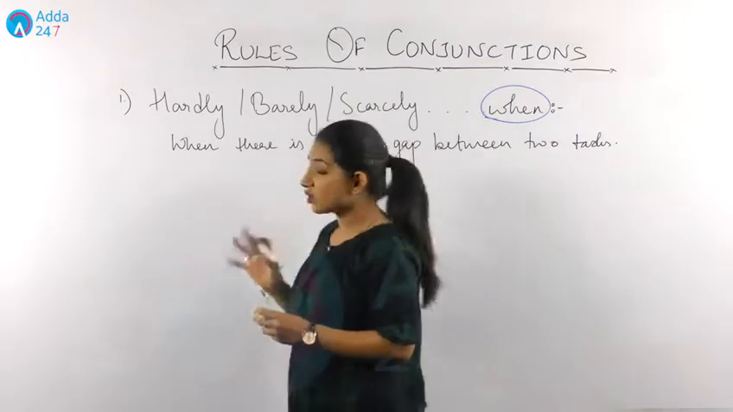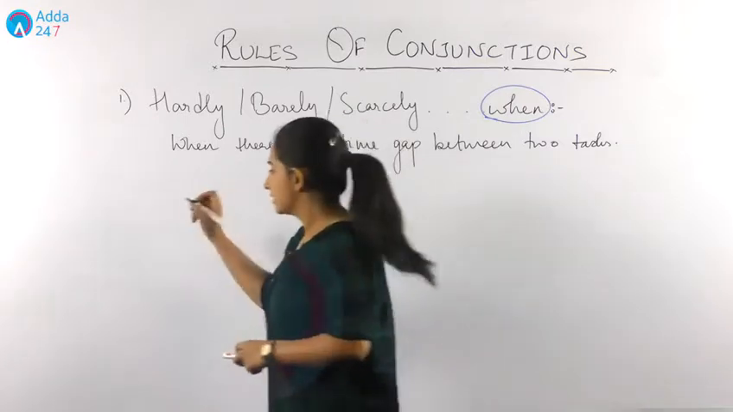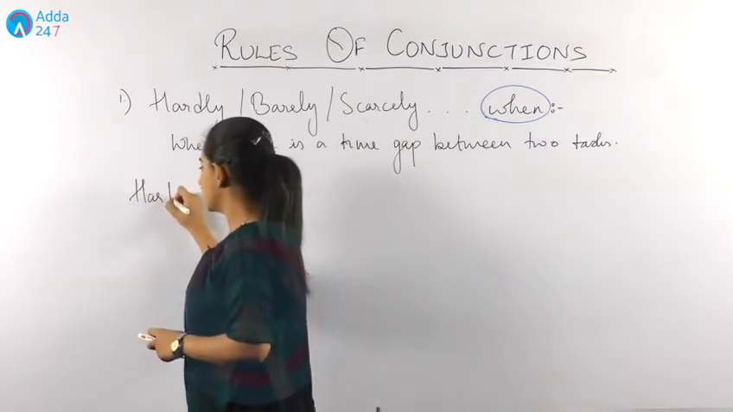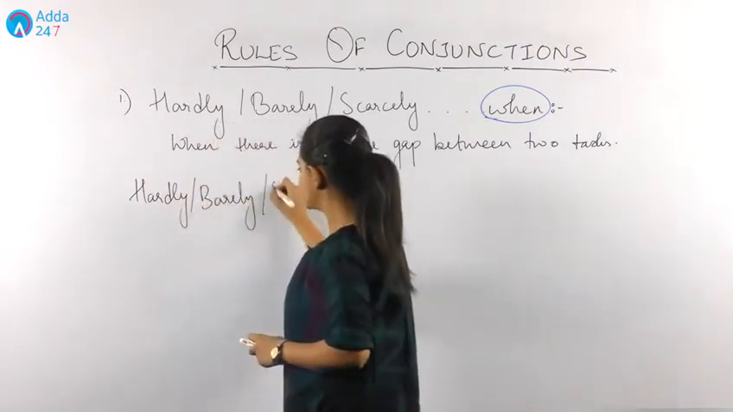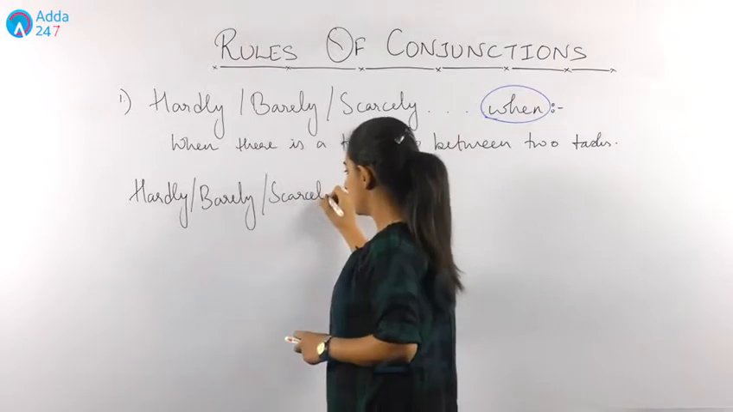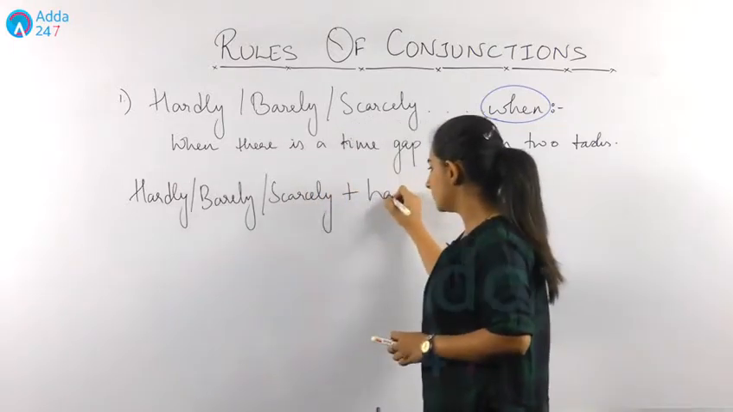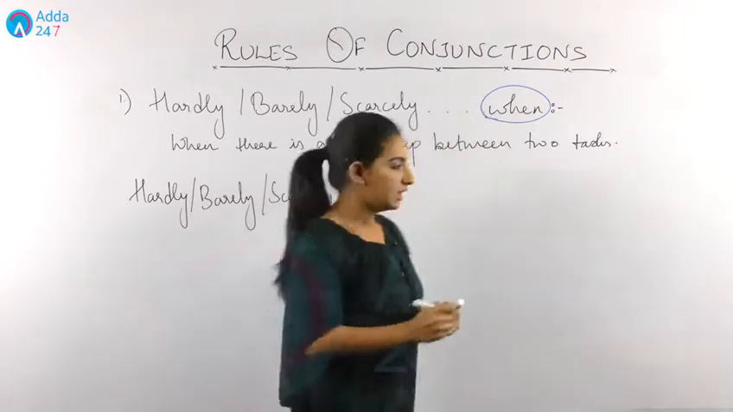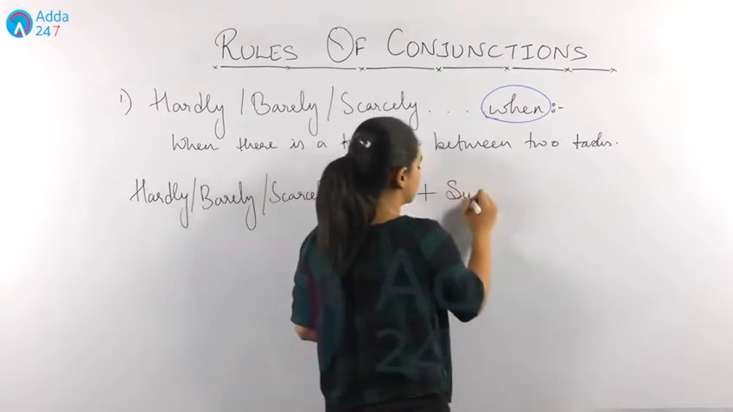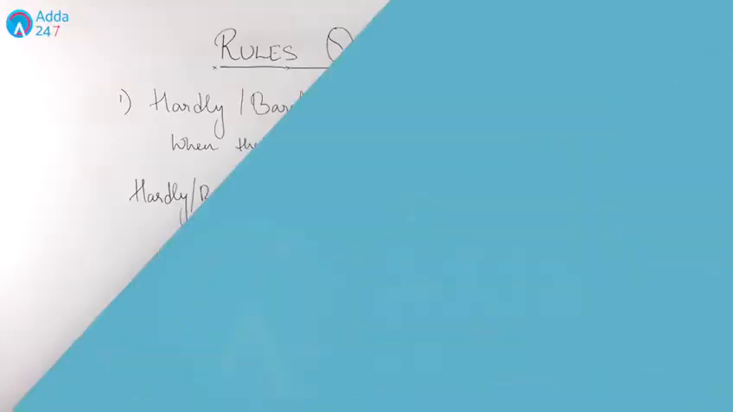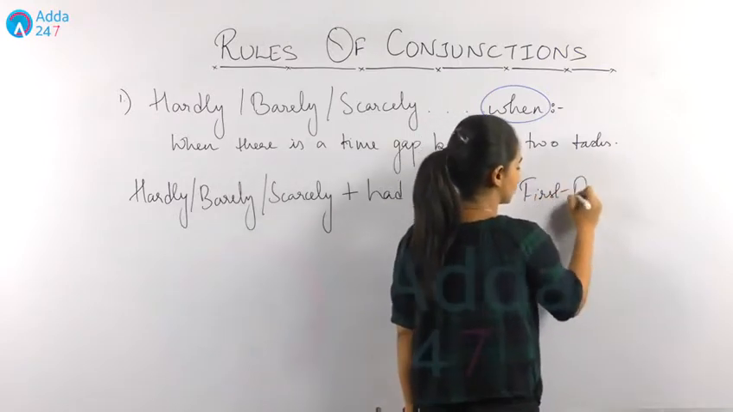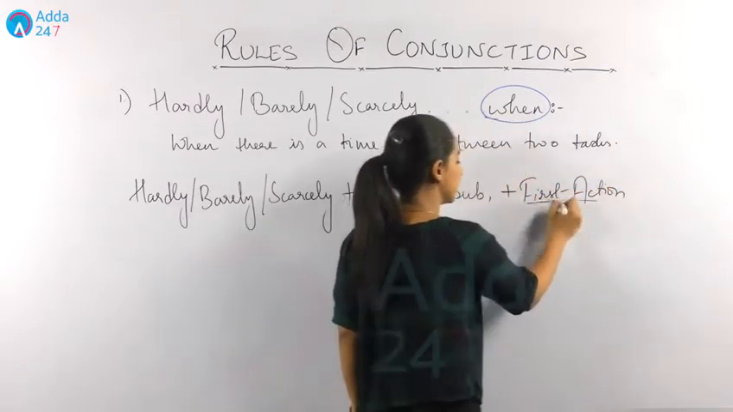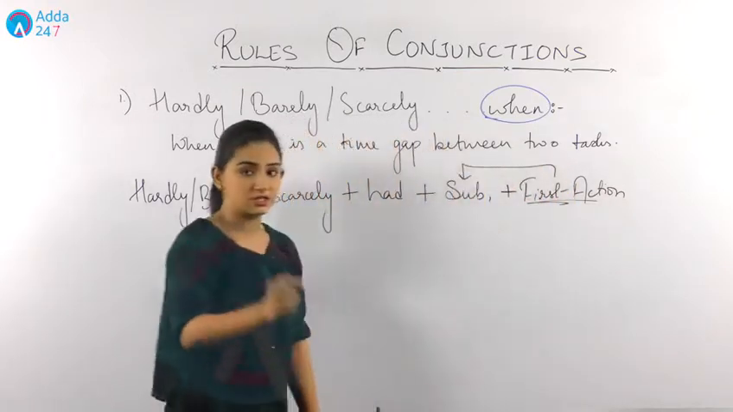Fine. Now let's talk about the sentence structure of this. If we use hardly or barely or scarcely in a sentence, after that you will place had. After this, you will place subject 1. After this, we will place the first action. And this first action will be related to the first subject.